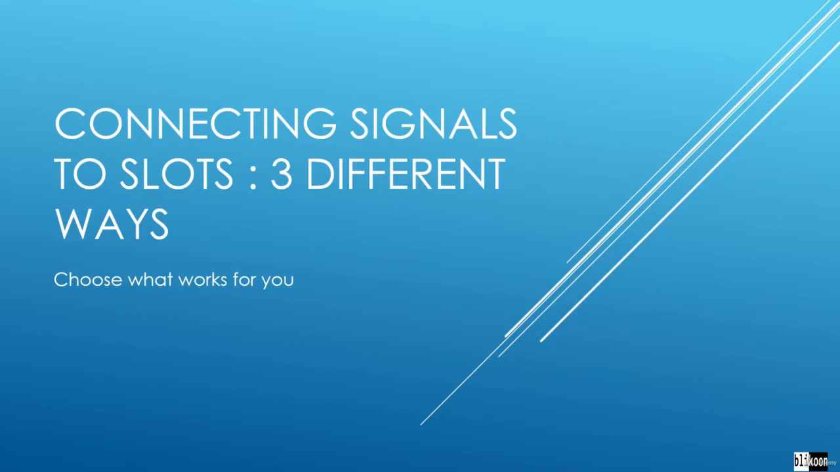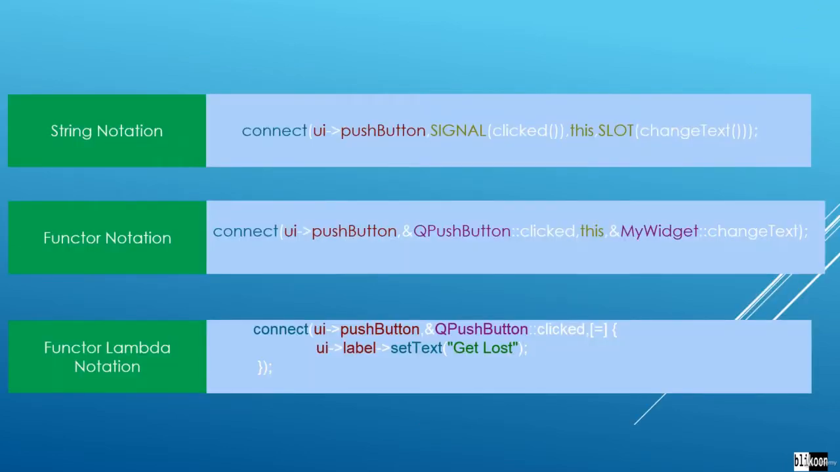In this lecture, we're going to look at signals and slots in Qt and different ways you can connect things. In Qt, a signal is a way for Qt to let you know that something happened. For example, when you click a button, there is a signal that is emitted called clicked.